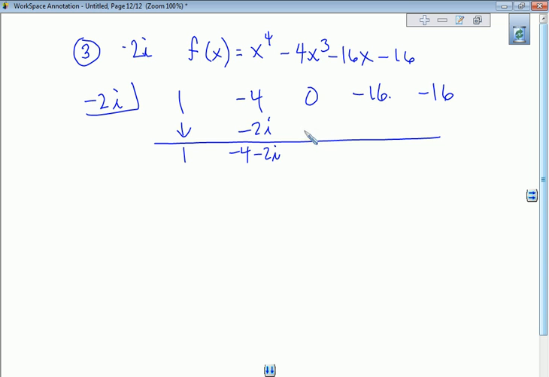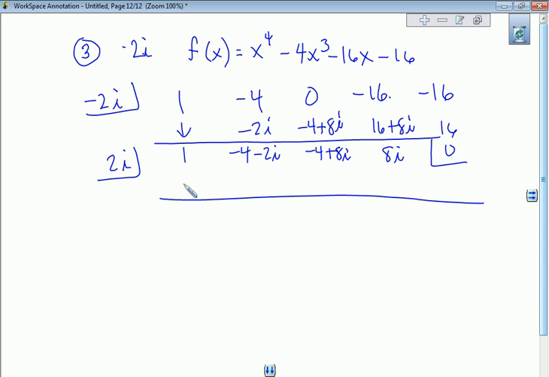So here we should have -2i times this, and it will turn into -4 plus 8i. So that gives me -4 plus 8i. And then we multiply this times this. It'll give me 16 plus 8i. So that simplifies to just 8i. And then -2i times 8i ends up being positive 16. So my remainder is 0. So if -2i is a 0, then positive 2i must also be a 0.